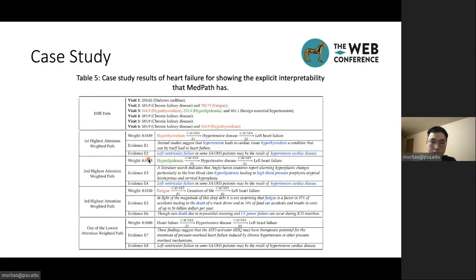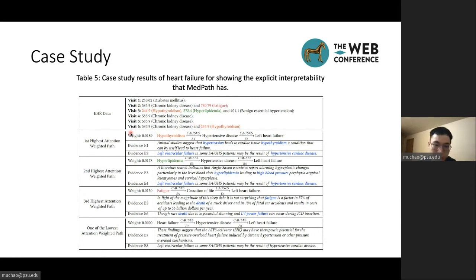And here's a case study result. Here, we have EHR data of a 6-visit patient, and the target disease is heart failure. And we abstract all the 3 hop paths from the knowledge graph. The first nodes are all the symptoms that appear in the EHR data. And the last node is the target disease node of heart failure. And the middle ones are the ones that come from the knowledge graph.